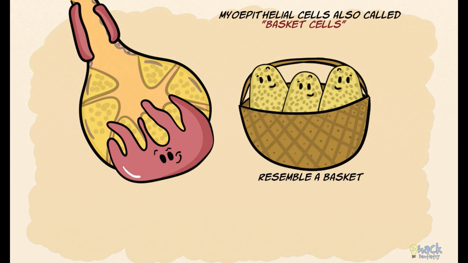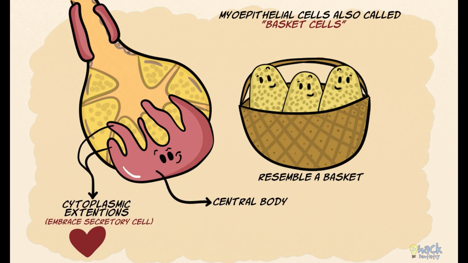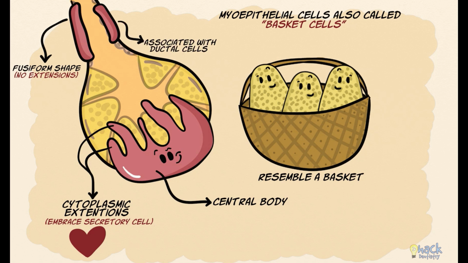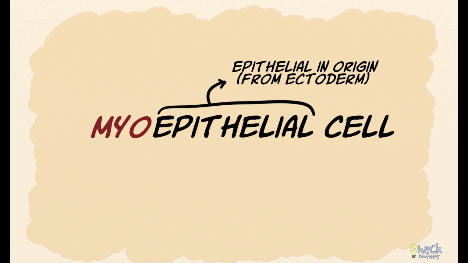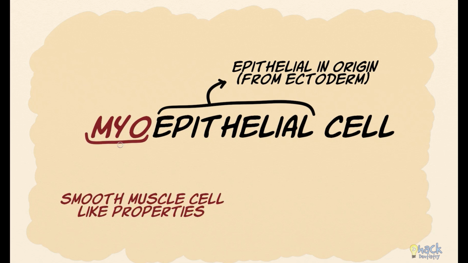The myoepithelial cells have a central body with cytoplasmic extensions embracing the acinar cells. These cells, however, are more fusiform shaped and have lesser cytoplasmic extensions when associated with the ductal cells. The cells are called myoepithelial due to the fact that they are primarily derived from epithelial cells but exhibit certain characteristics of smooth muscle cells.